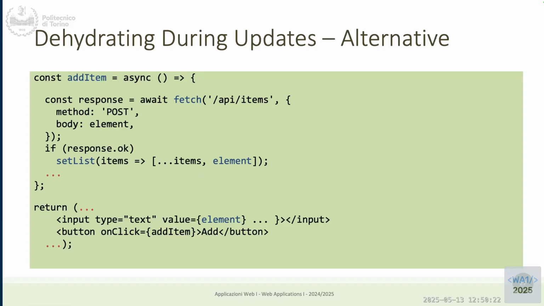So the user clicks on save, I start in the post. When the post is completed, all the error checking is done, at that point I will update the list. I can update the list with the element that I just added, or I could refresh the whole list from the server. This is safer. Of course, it's slower.